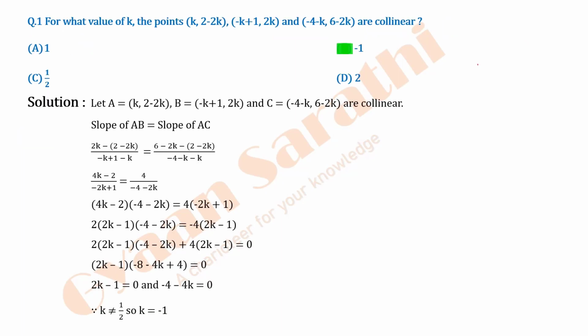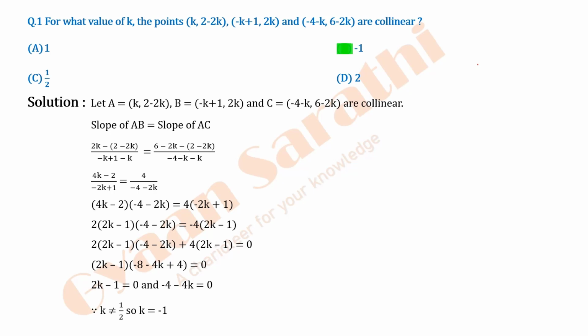So we have been given 3 points, that is, we assumed let A to be k comma 2 minus 2k, and B to be minus k plus 1 comma 2k, and C to be minus 4 minus k comma 6 minus 2k. Okay, and as mentioned, they are collinear. Now slope of AB will be equal to slope of AC. Okay, we just saw that because we are talking about the same line, so the slope won't vary.